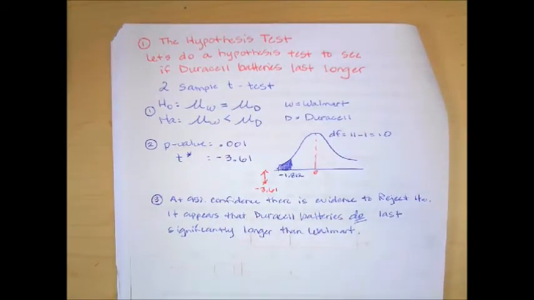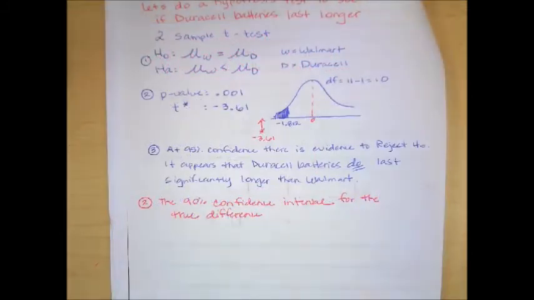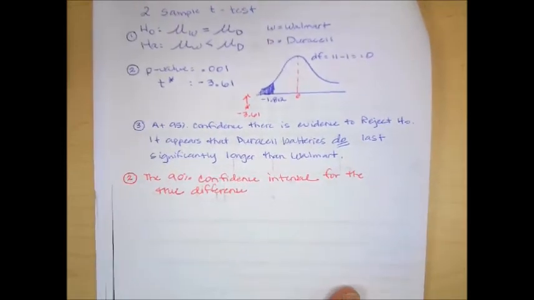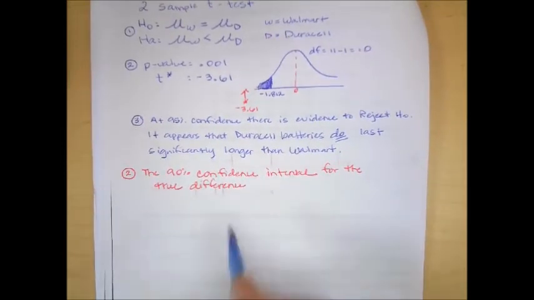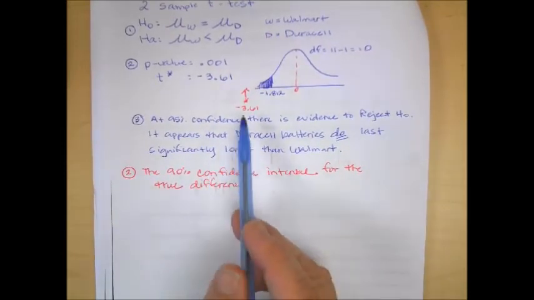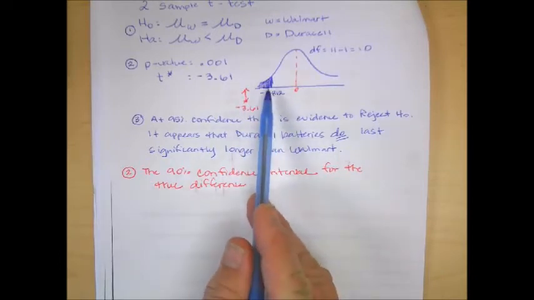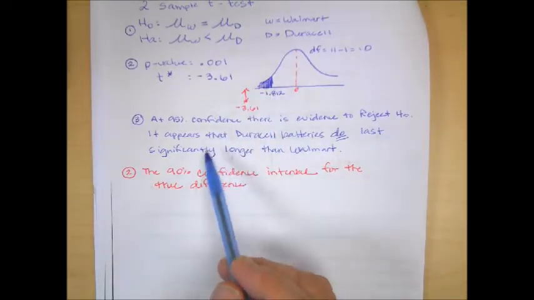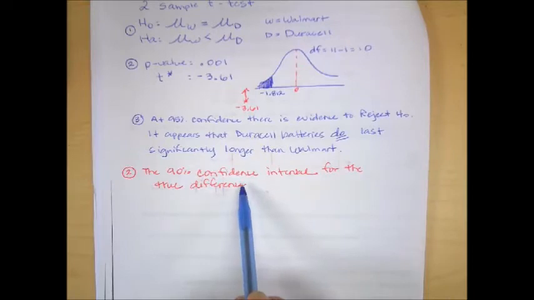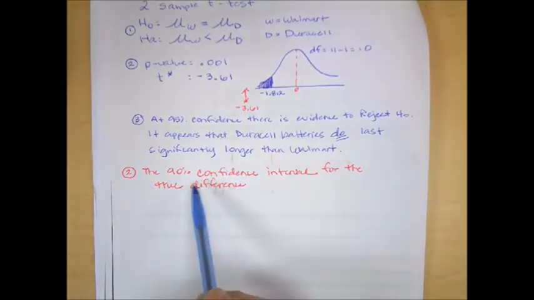And there's the hypothesis test. Let's follow up with a 90% confidence interval. The reason I switched to 90%: we did the hypothesis test at 95, but it was a one-tail, and confidence intervals are always two-tailed. So just to keep everything consistent, I'm going to do a 90% confidence interval for the true difference.